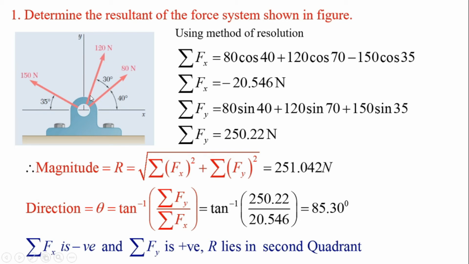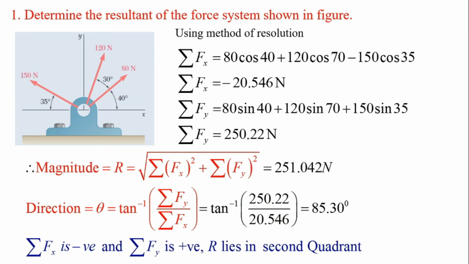Now the 120 Newton force, if you resolve it along the y direction, its component will act away from the origin along the positive y direction: plus 120 sin of the angle made by the force with the x axis, 40 plus 30, 70, so plus 120 sin of 70. The y component of the third force is 150 sin of 35, away from the point along the positive y direction, so plus 150 sin of 35. So summation Fy is equal to 250.22 Newton. In this way the forces are resolved along x and y directions, and summation Fx and Fy are obtained.